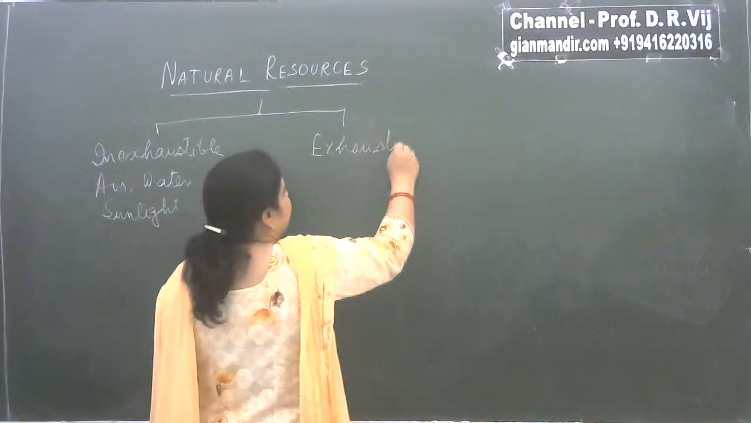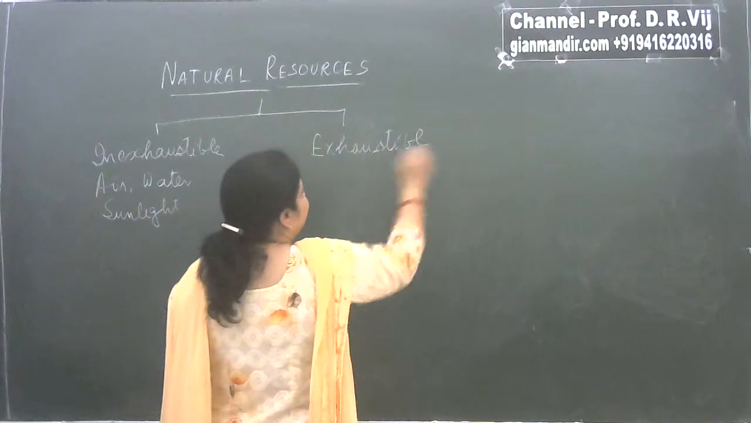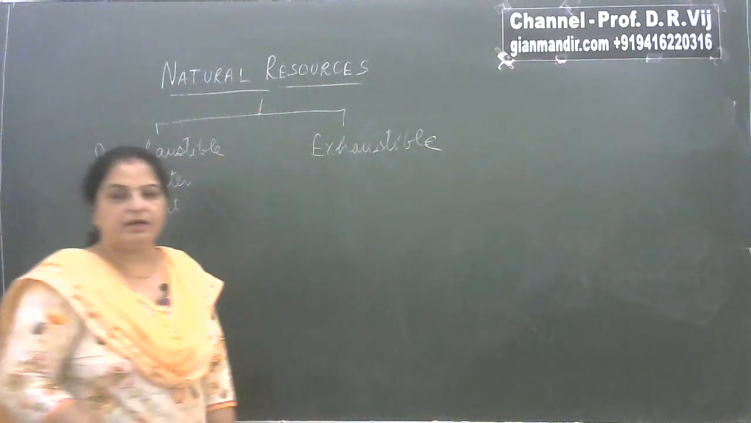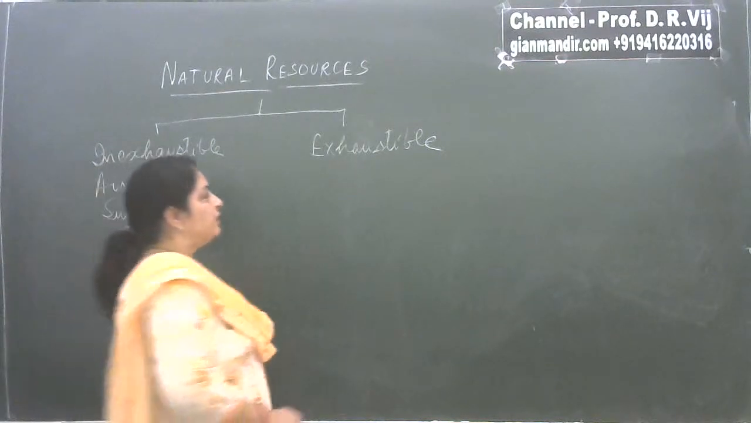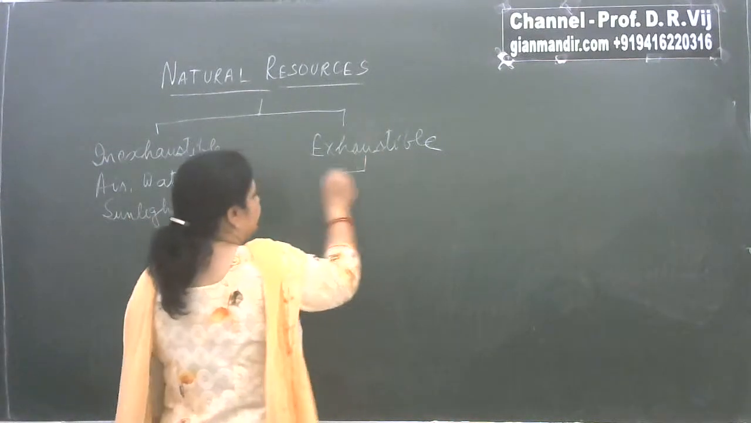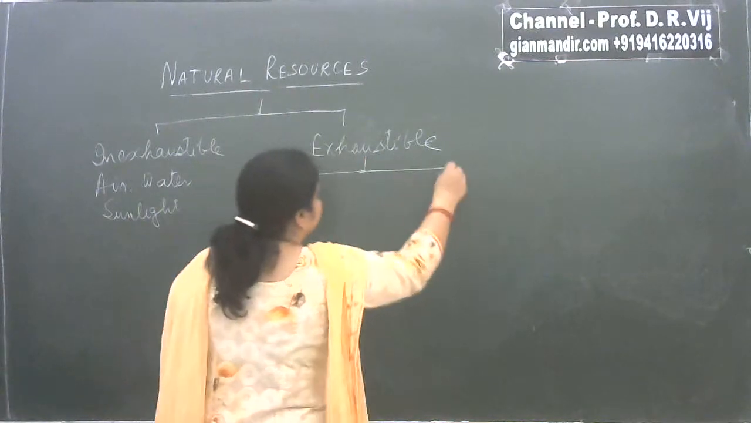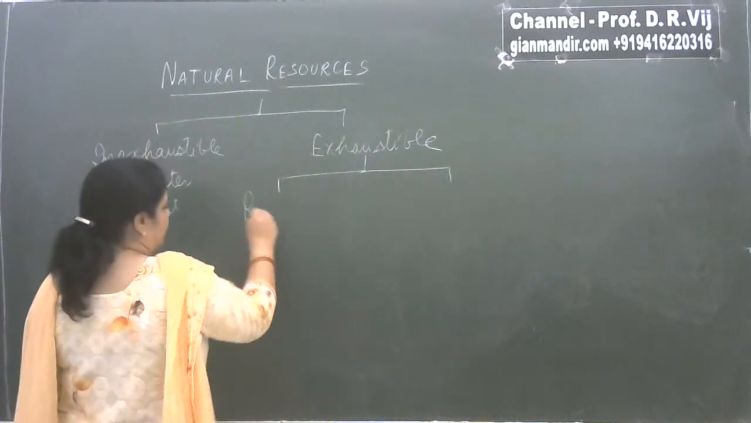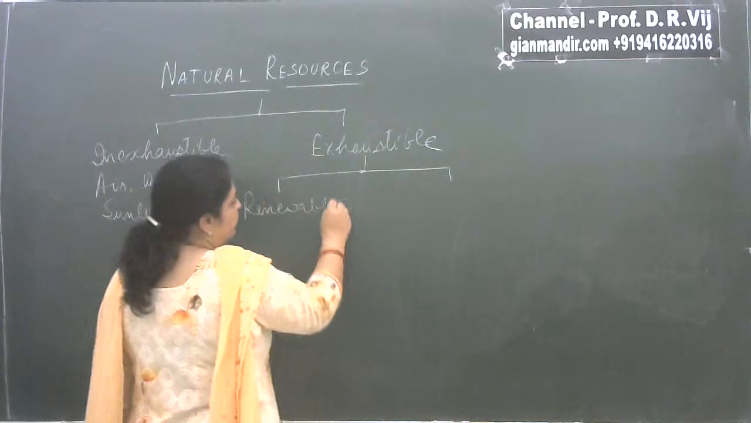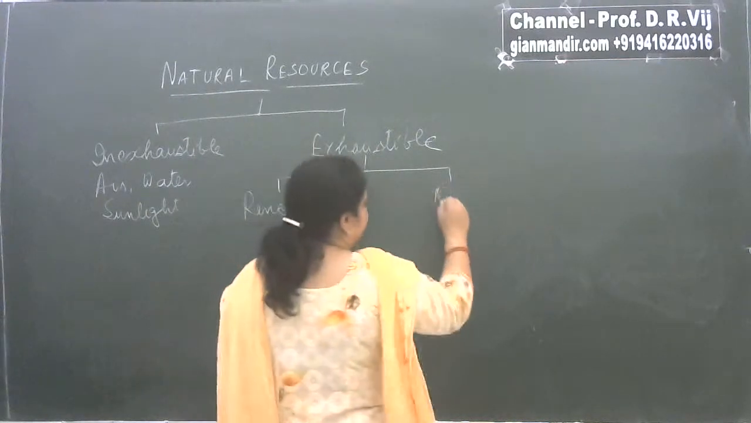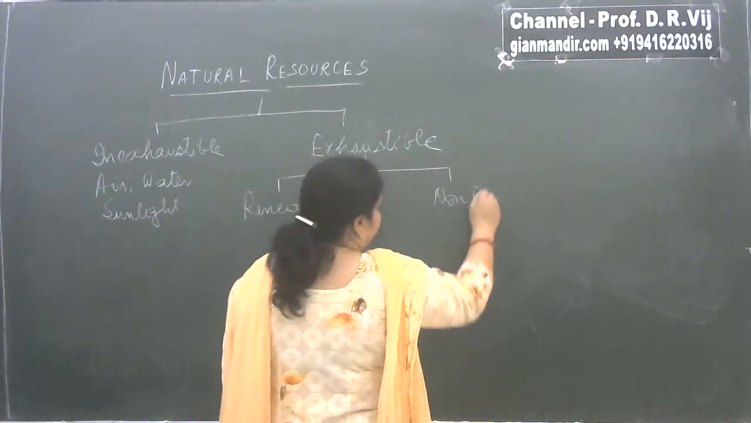On the other hand, you have exhaustible resources. And again, as the name shows, exhaustible resources means one day or another they will be exhausted. These exhaustible resources are further of two types: one is renewable, another one is non-renewable.